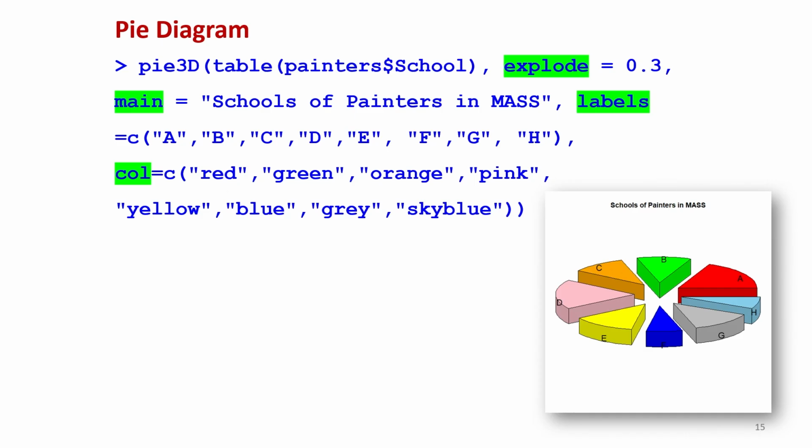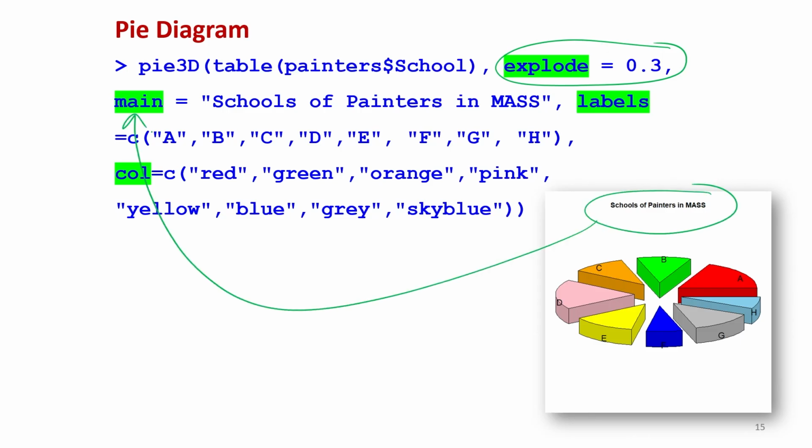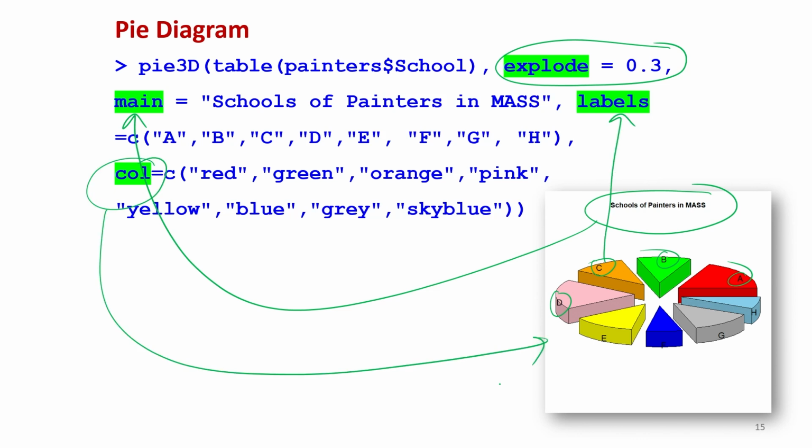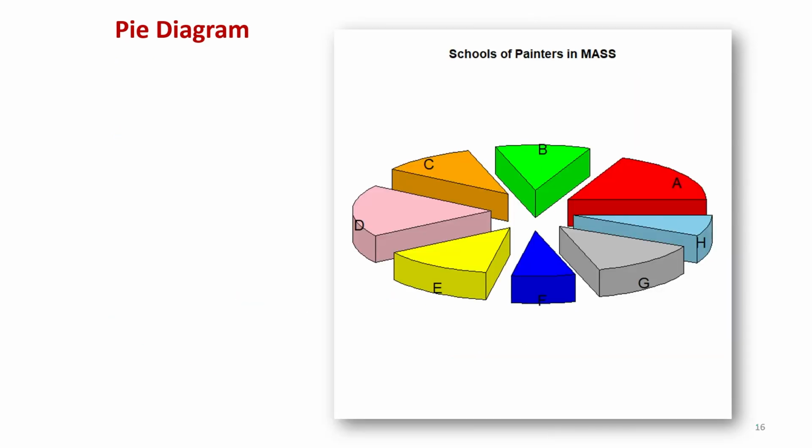Now, I try to make this 3-dimensional pie diagram more informative, and I try to separate the segments. So I use the command explode is equal to 0.3, and then I give the title of the graph using main. Then I give the labels A, B, C, D, although I am taking the same, but you can make it different also using the command labels, and I change the color of the segments by using the command col as red, green, orange, pink, yellow, blue, gray, sky blue, and they are all within double quotes inside a data vector using the command c. So you can see you will get this type of graphic, and this is a more clear graphic.